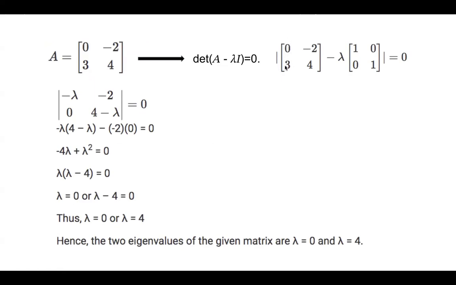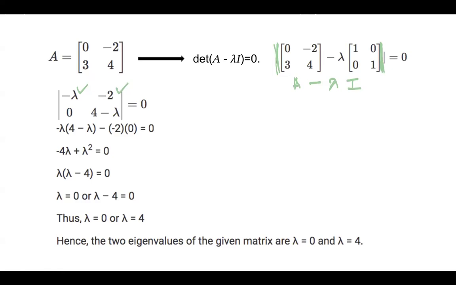What you do is you write the matrix A like this. Then you subtract lambda times the identity matrix. This is the identity matrix, 1, 1, 0, 0. Then you take the determinant. So what you see is a determinant. Let's keep it there itself. Now what happens? 0 minus lambda, minus 2 minus 0. So this is minus 2. 3 minus, this is what?